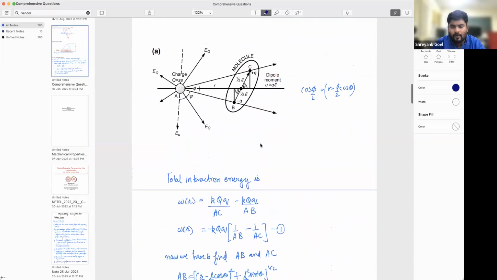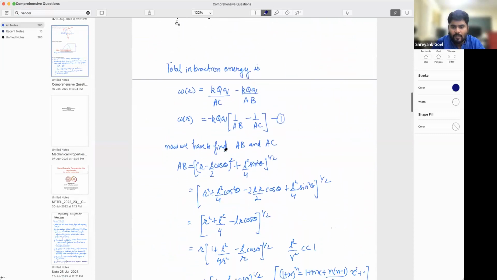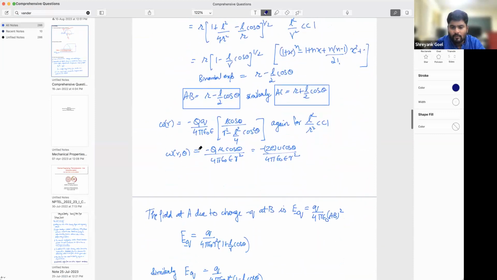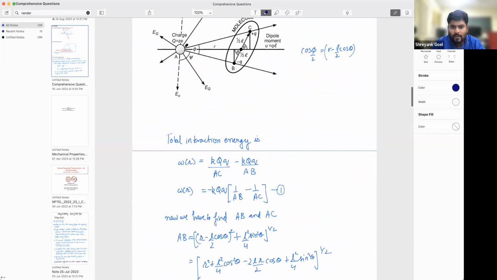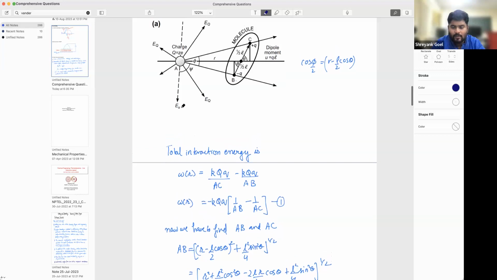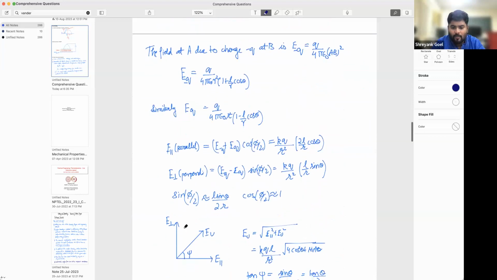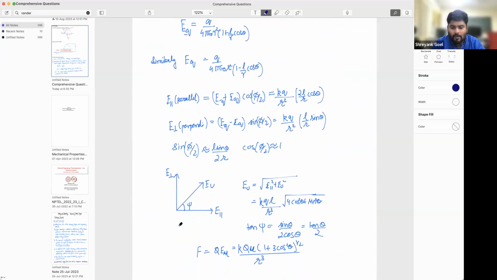So here I have taken it from the book that I just told you. Here we started by considering this charge and this dipole, and we found the interaction energy between them. Basically, due to this dipole we get an electric field on this charge, acting in three directions. So we have a component of electric field on the charge, the ion, due to the dipole.